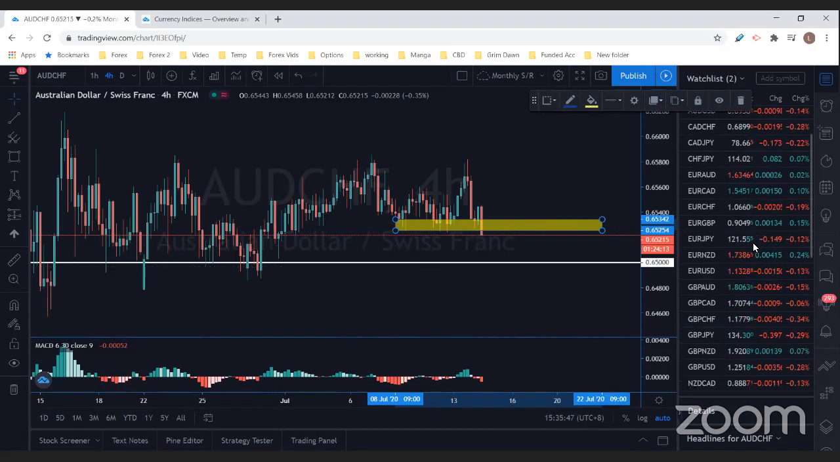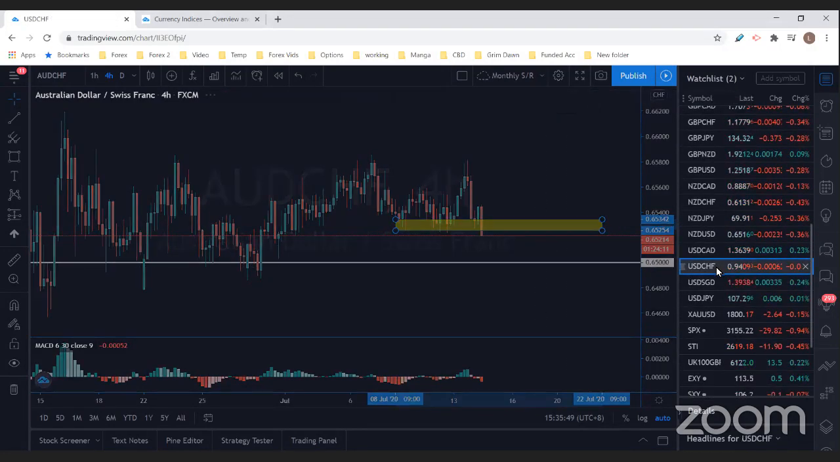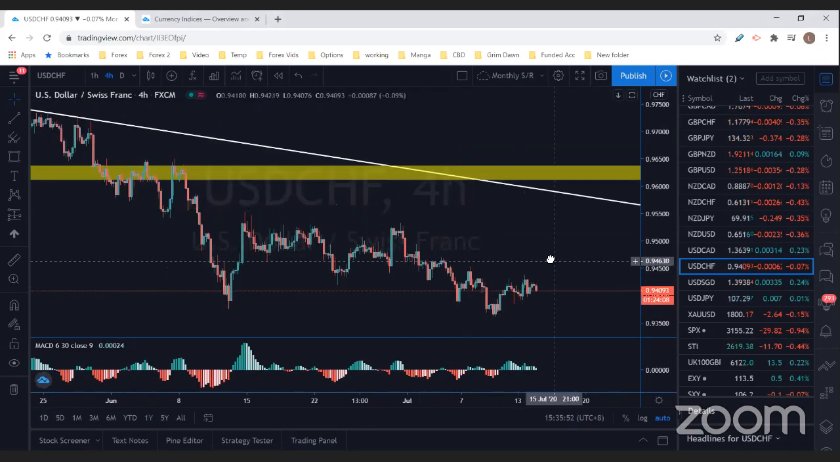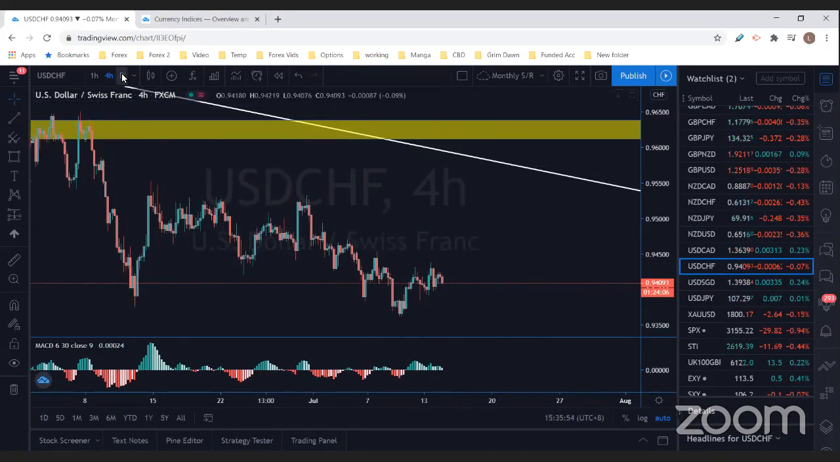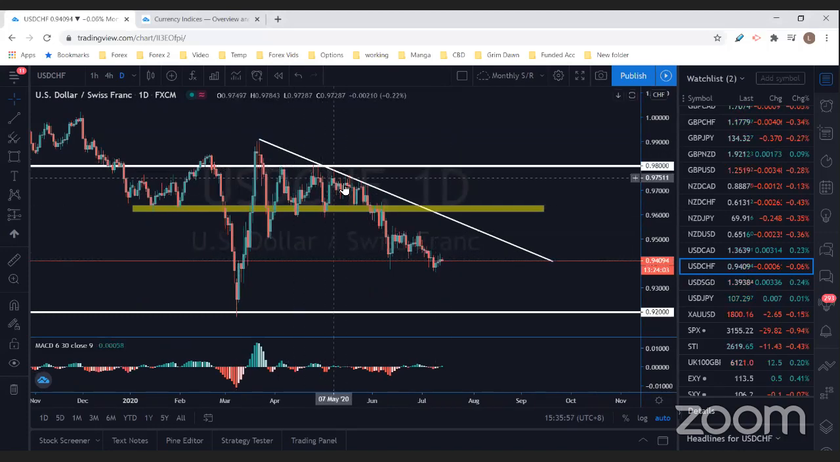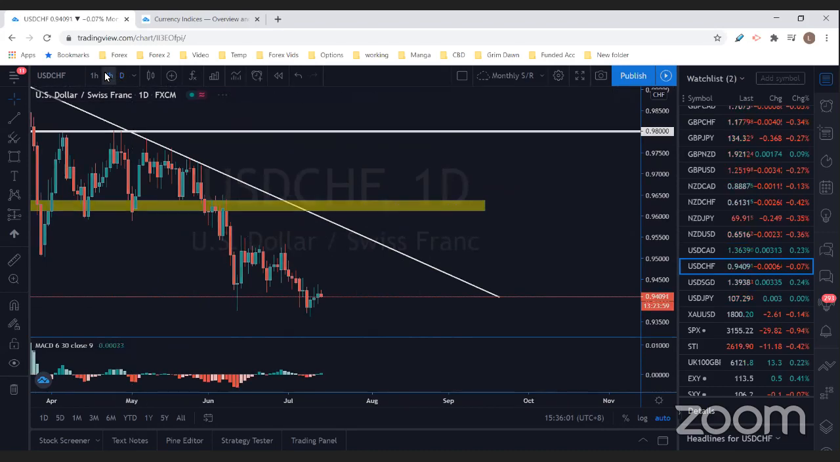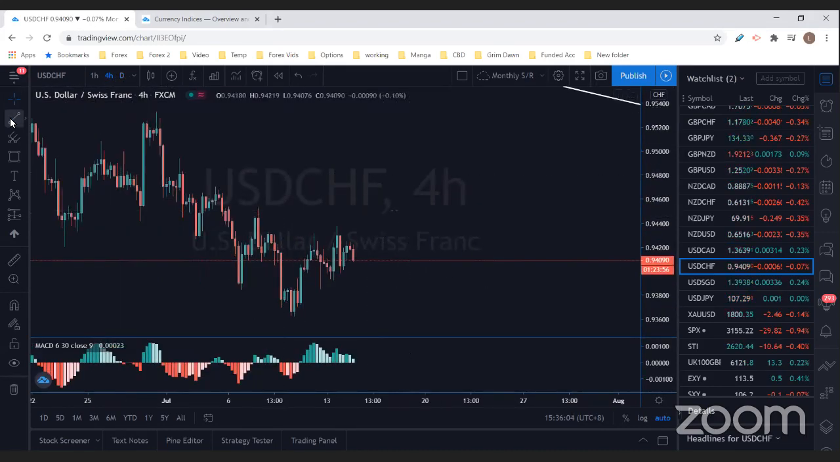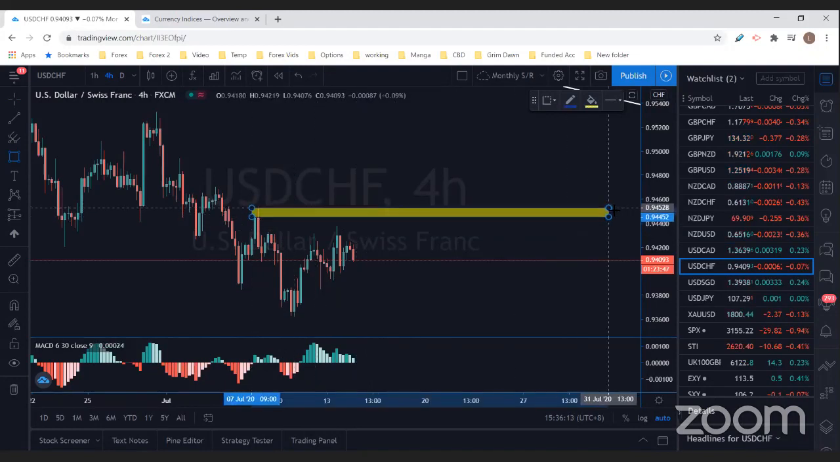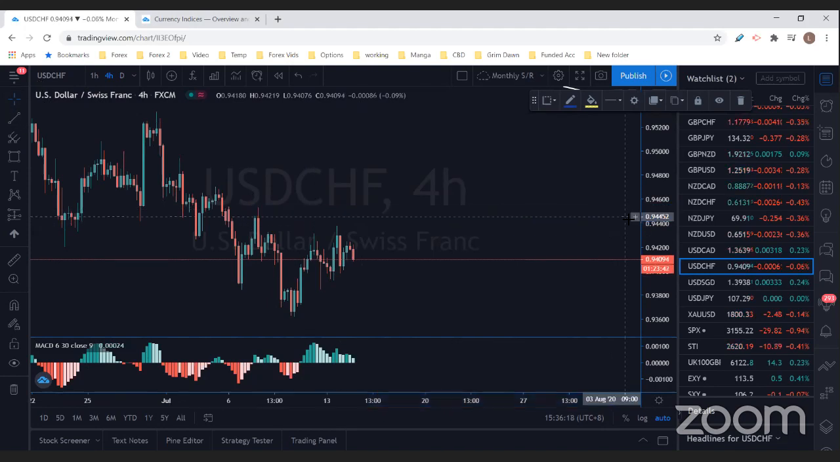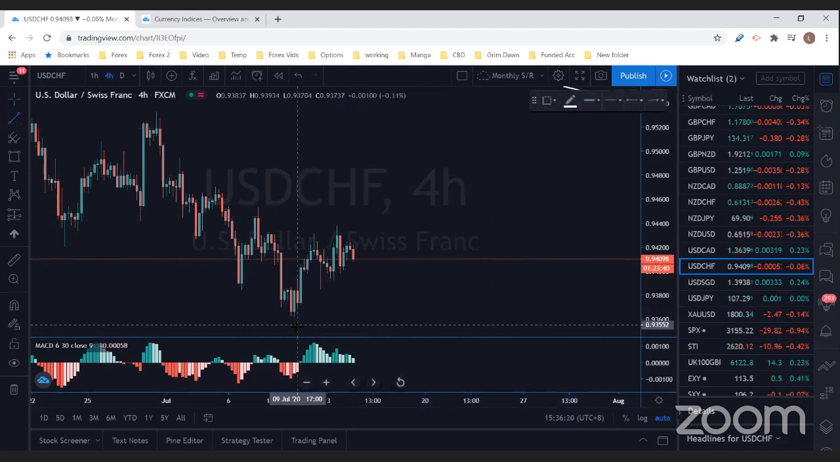The last pair that I'm looking at will be dollar Swiss. So dollar Swiss, you can see that on the daily time frame, price is developing into a very nice downtrend. Yeah. So on the H4, what I would prefer to see is for price... Let me see if I have a trend line here. Nope, the trend line will be broken. Okay, so this is actually what I would like to see.